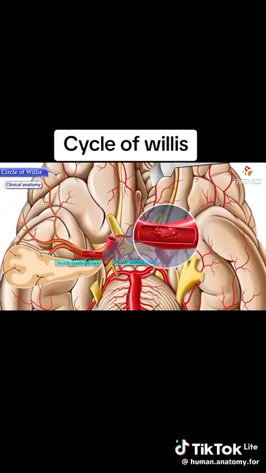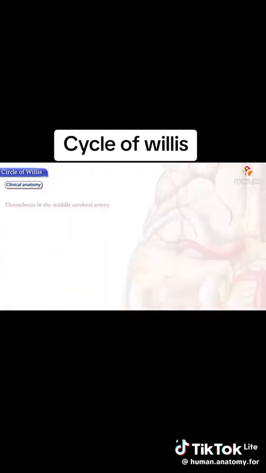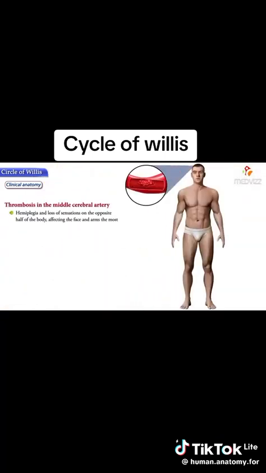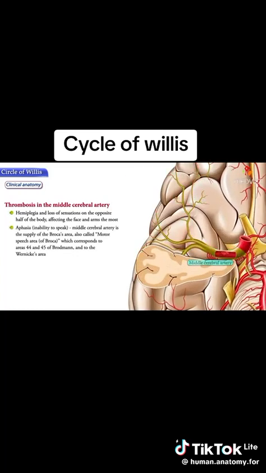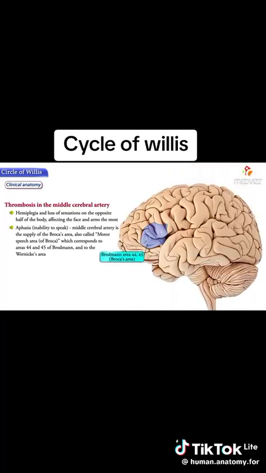Thrombosis in the middle cerebral artery. This condition causes hemiplegia and loss of sensations on the opposite half of the body, affecting the face and arms the most. Also, because the middle cerebral artery supplies the Broca's area, also called the motor speech area of Broca, which corresponds to areas 44 and 45 of Brodmann, and the Wernicke's area, aphasia, inability to speak, results.